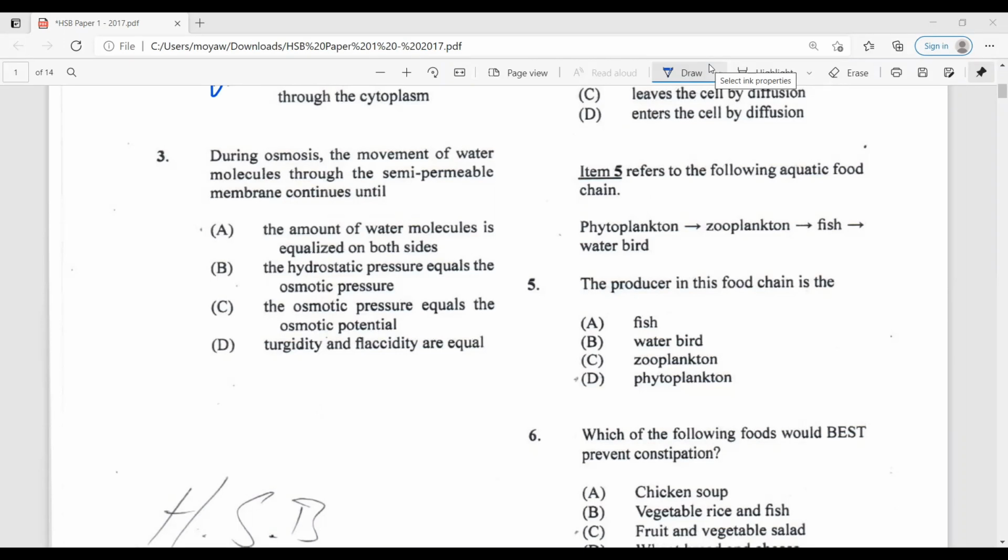Now I think everybody should know that osmosis is the movement of water molecules from a region of high concentration to a region of low concentration until it is evenly distributed. Or it is the movement of water molecules from a dilute solution to a concentrated solution. So osmosis will continue until A, the amount of water molecules is equalized on both sides, because we said in the first definition, it will happen until it is evenly distributed. That's why the amount of water molecules has to be equalized on both sides. All right, so we're on to 4.